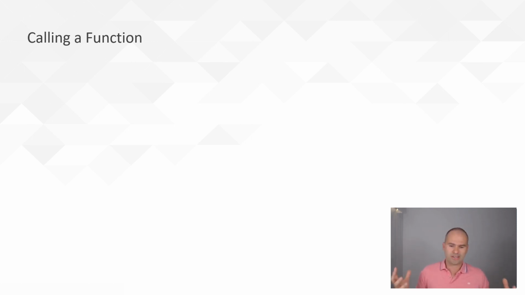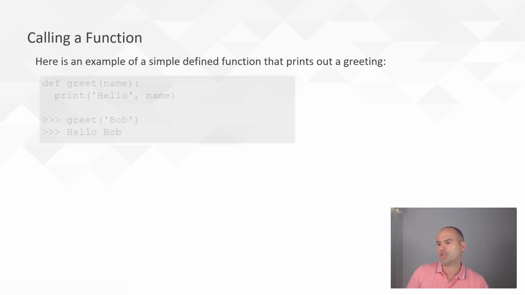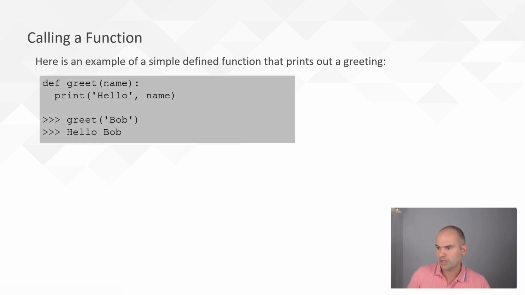Imagine a function is like blueprints to build a building. Well, the purpose of a function is to build a building, but the actual code in the function doesn't do anything. It's a set of instructions that need to be executed. So here's an example. This function is pretty much as simple as you can think of. It takes in a parameter, which is name. It'll take a string, and then it prints a greeting. When we say greet Bob, it'll say hello Bob.